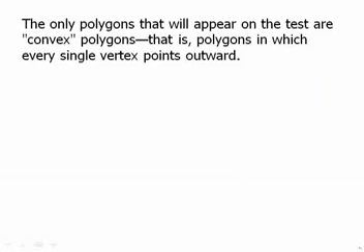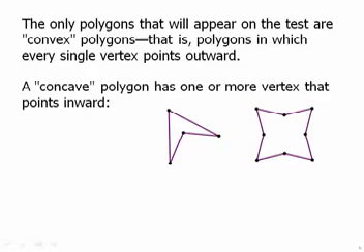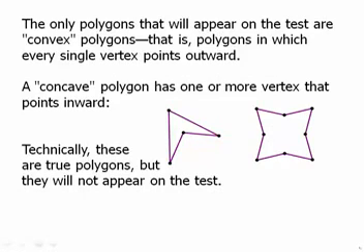The only polygons that will appear on the test are convex polygons. That is, polygons in which every single vertex points outward. A concave polygon has one or more vertex that points inward. Well, turns out those technically are true polygons, but the test is not going to ask about them, so we don't need to worry about them.